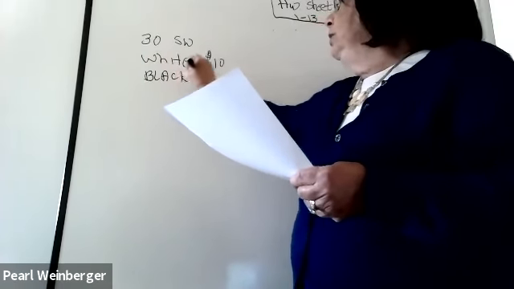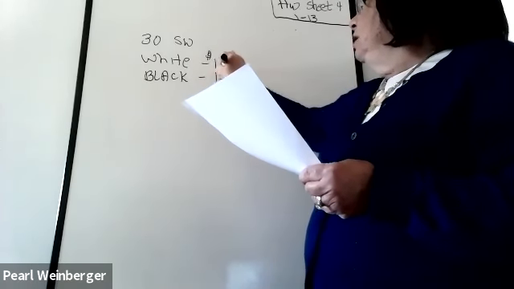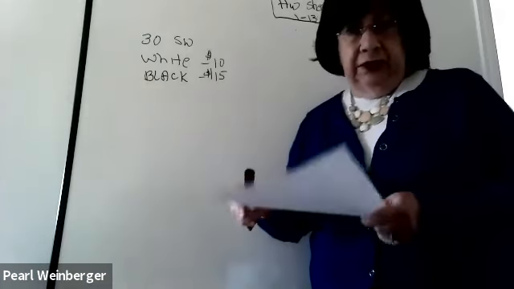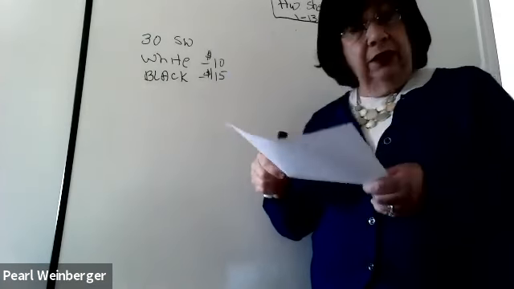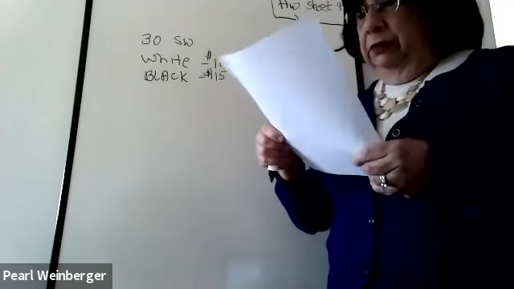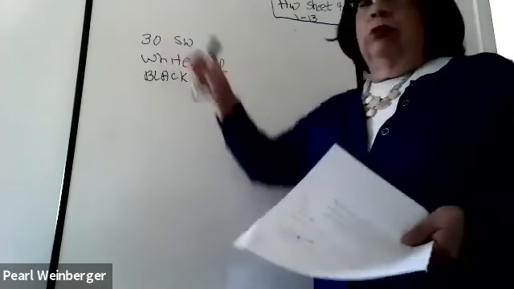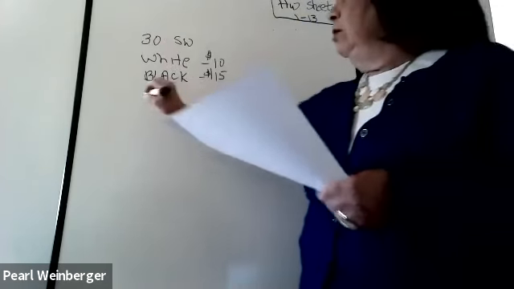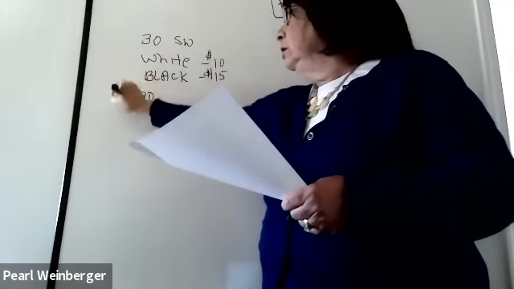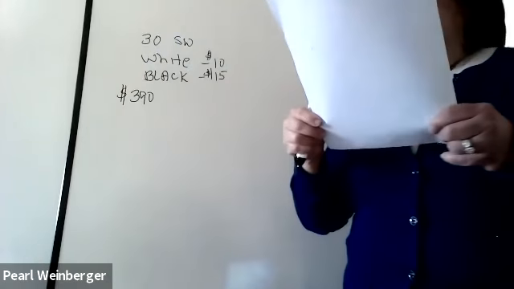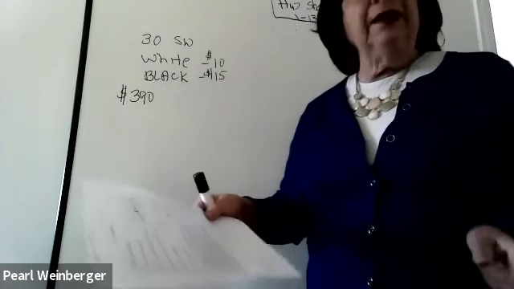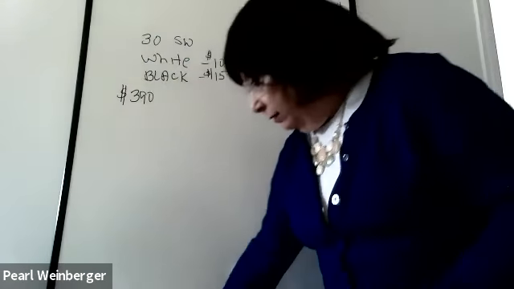Okay, so he has 2 types of sweatshirts. Some are white and some are black, and he sells them for different prices. He sells the white ones for $10 and the black ones for $15. Now he sold 30 altogether. How much money did he make altogether? He made $390. He received a total of $390 for the shirts. How many black shirts did he sell?